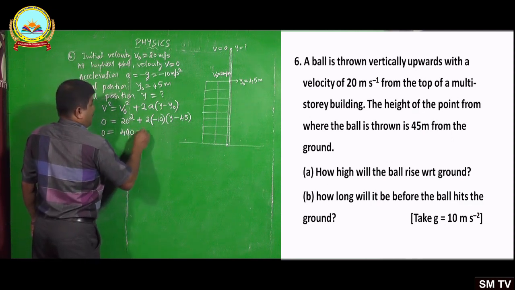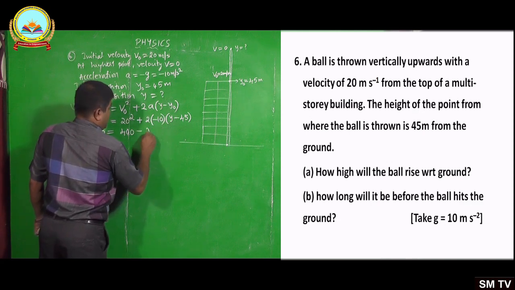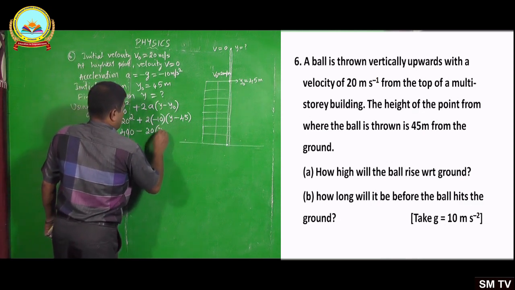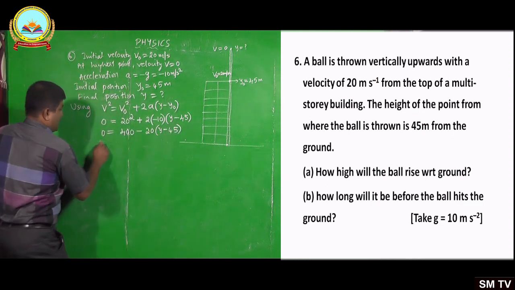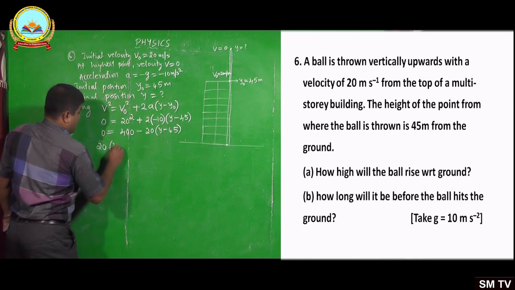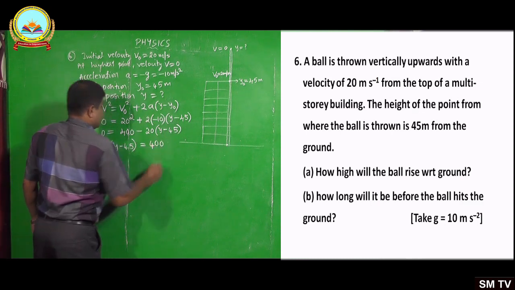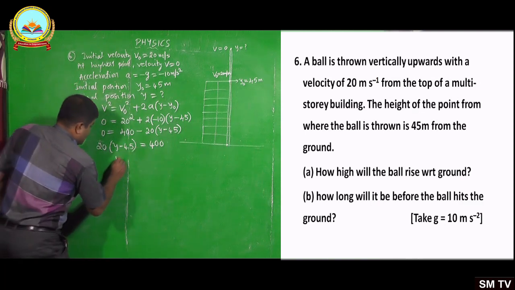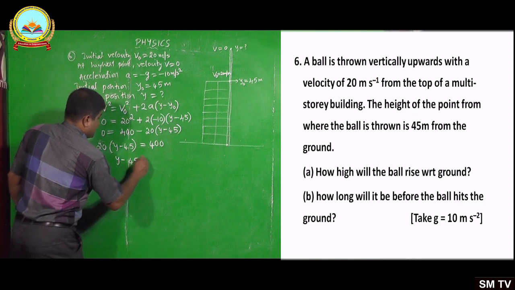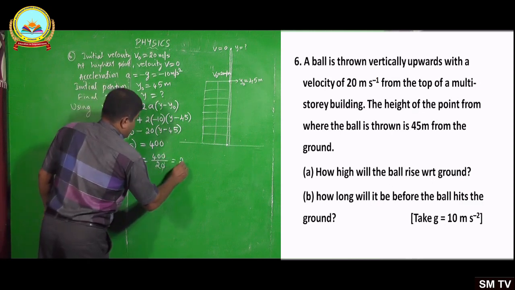Okay, 400 plus minus 2 into 20. 2 into 10 is 20. So 20 times y minus 45. Now bringing to the LHS, it becomes 20 times y minus 45 equal to 400. We have to get the value of y, so take 20 to the other side. So y minus 45 equal to 400 divided by 20. 0 0 cancel. So 40 by 2 is 20.